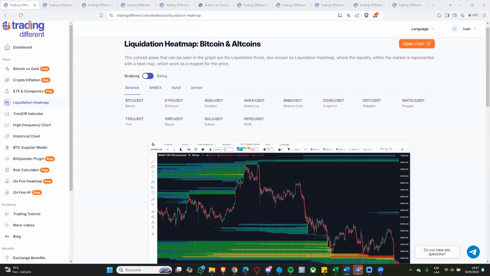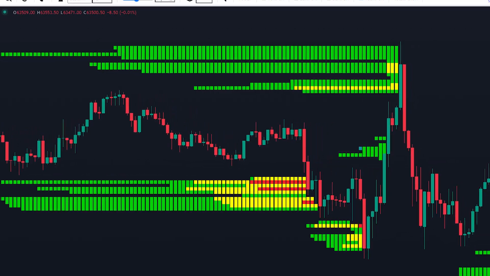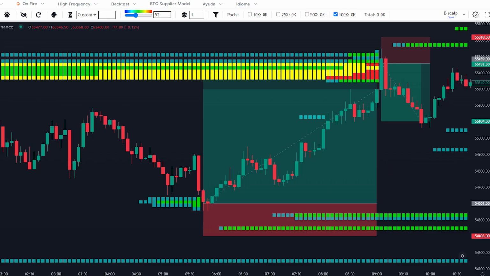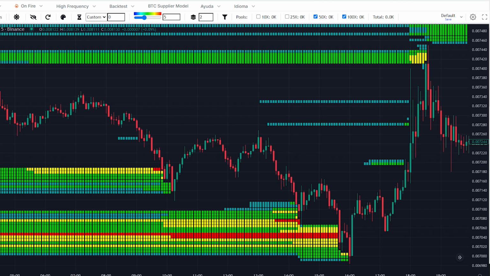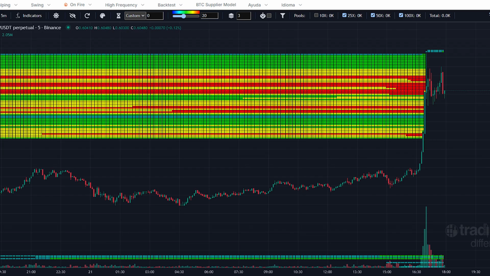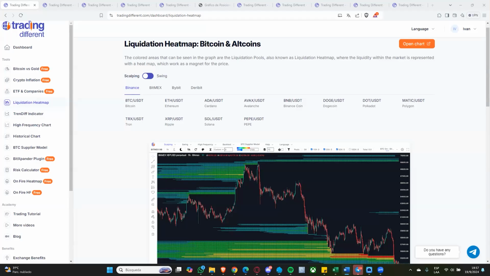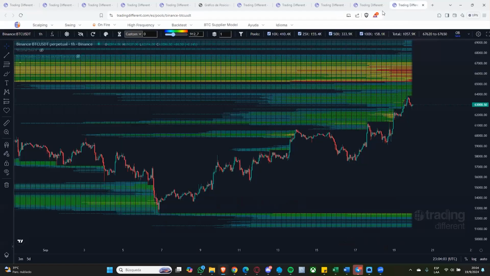Liquidation heat map is a key indicator that shows us the areas on the Bitcoin and altcoins charts where leveraged traders will be liquidated. These traders are liquidated, meaning they are forced to close their leveraged positions, which they open borrowing capital from the exchange and the price moved against them. We click and access the liquidation heat map chart.